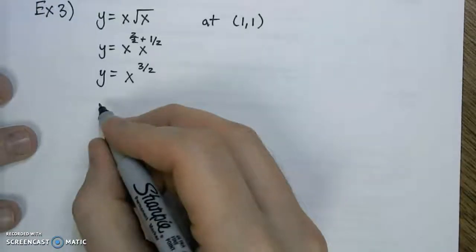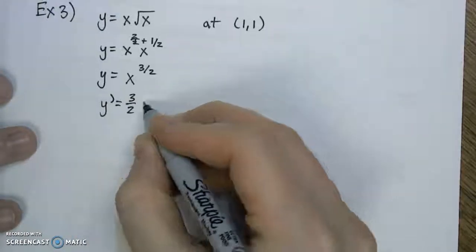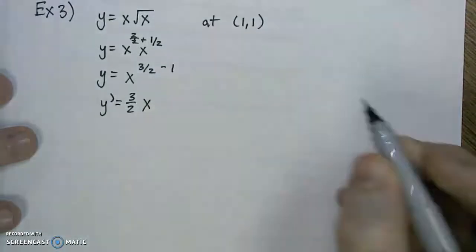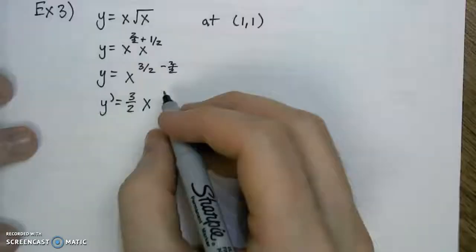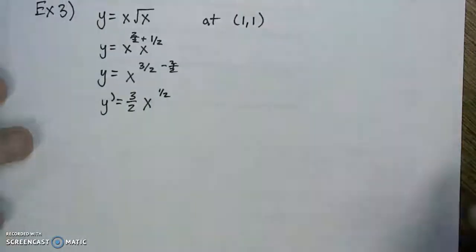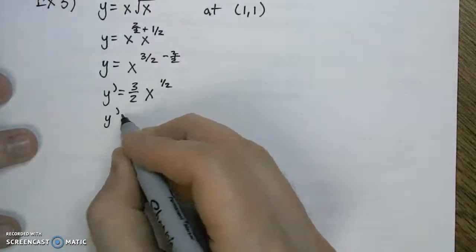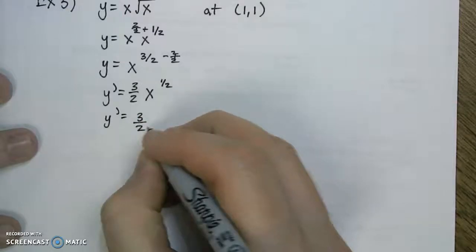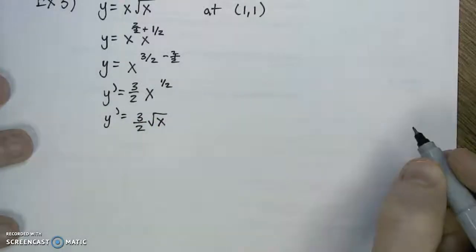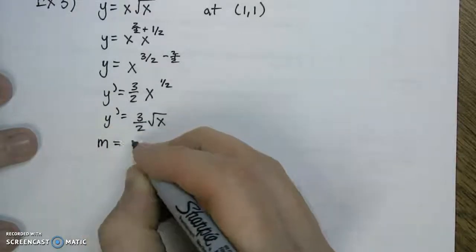Then you're going to find your derivative. So the 3/2 goes in front. Then you take 1 away from your exponent, which is 2/2 as a common denominator, and you're going to get 1/2 as the exponent. It is easier to write it as a radical. So you're going to have 3/2 square root x as your derivative, which is the slope of the tangent line.